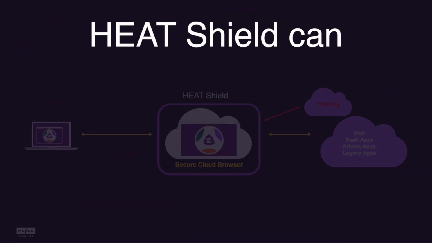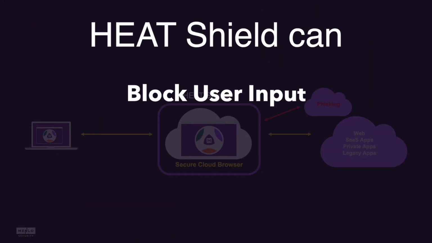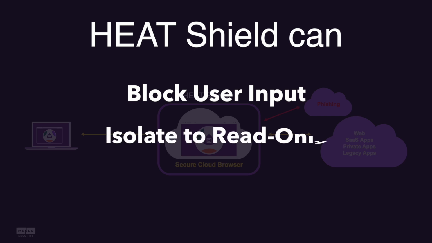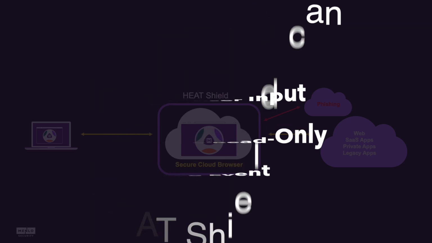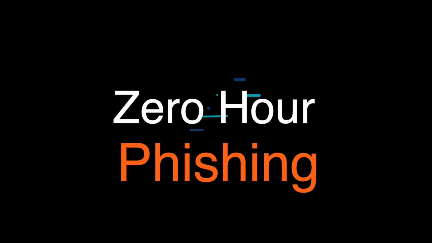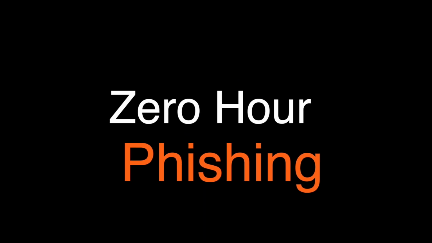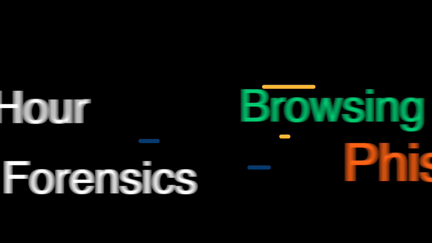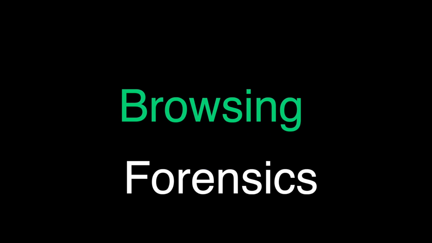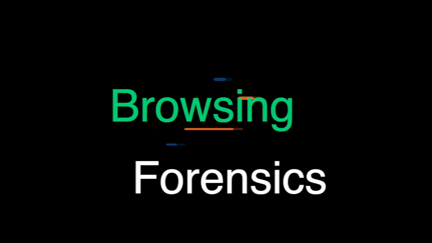Heat Shield can be configured to block the user from inputting data into the phishing site, to isolate the site to read only, or to simply log the event. And now, even zero-hour phishing attempts can be captured by Menlo Browsing Forensics. Let's take a look into the Menlo admin portal and see how it works.